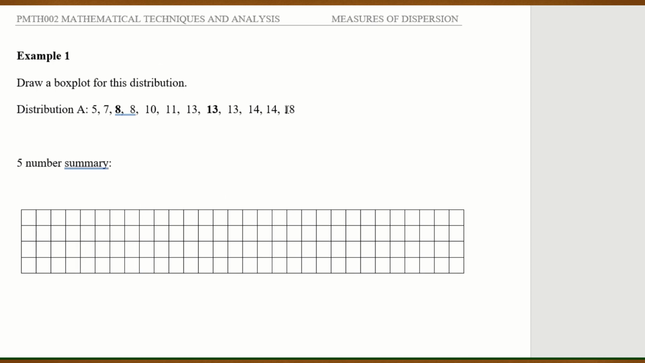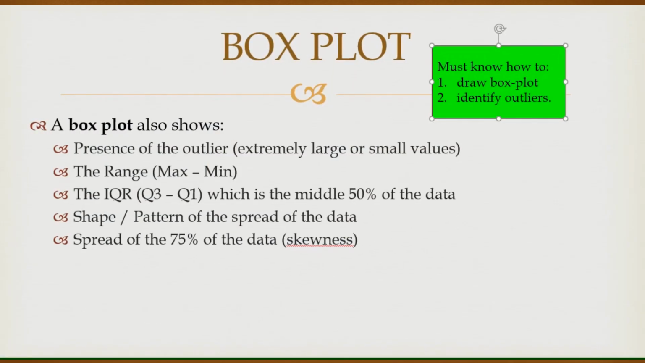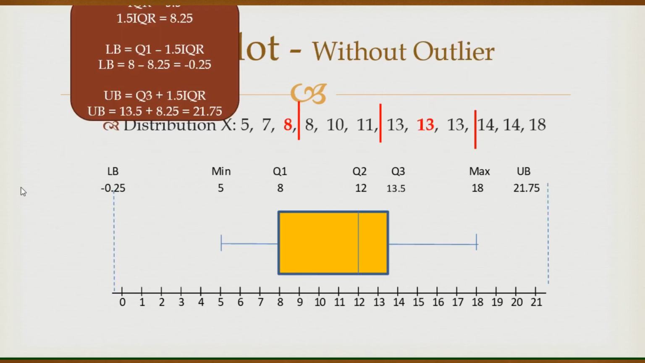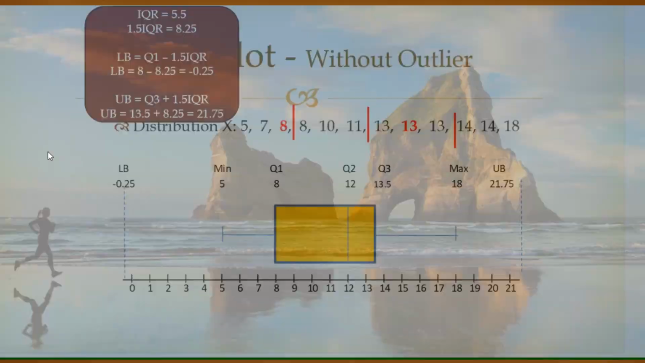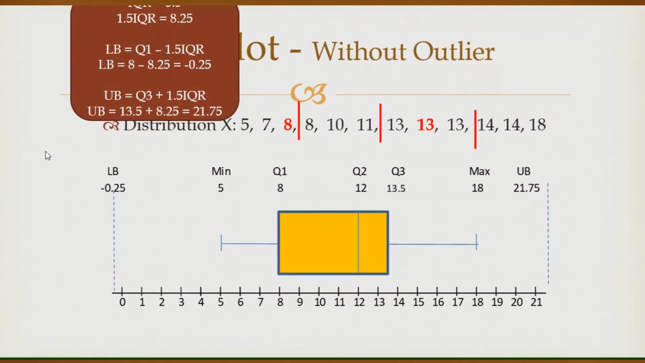Alright, so let's look at your first example here. They have given you the data. What you need to find is your 5-number summary, right? So what's your 5-number summary? Minimum, Q1, Q2, Q3, maximum. Alright, I'll go back to the slides now. Okay, I believe this is it. 5, 7, 13, 13, 13. Okay, so this is it.